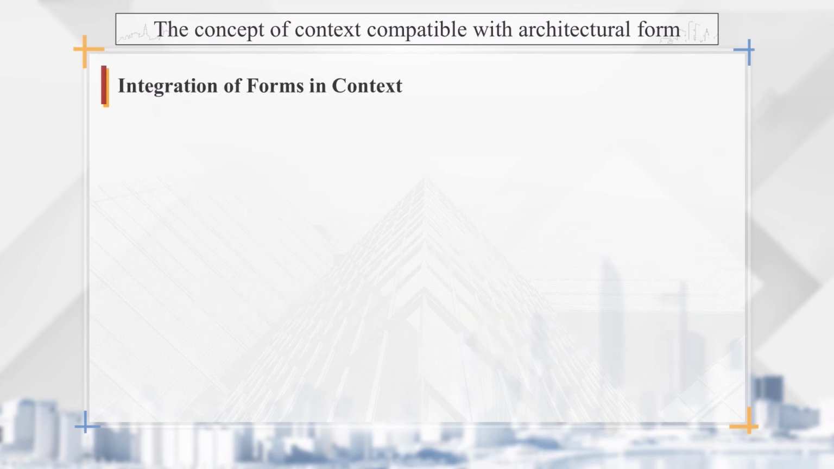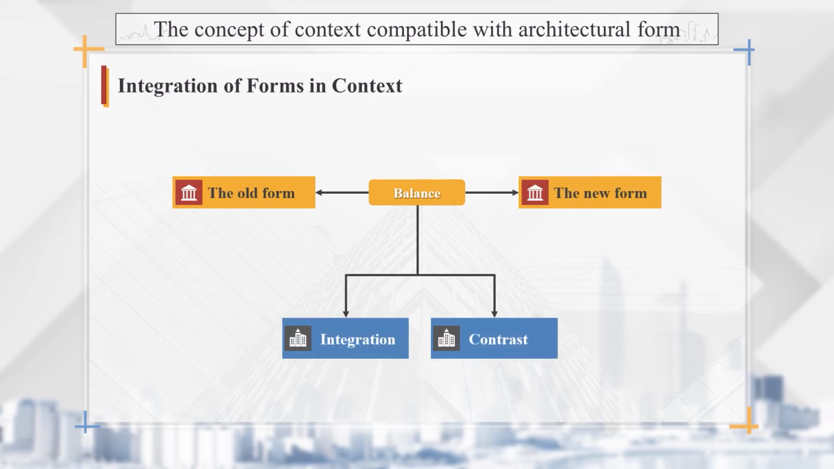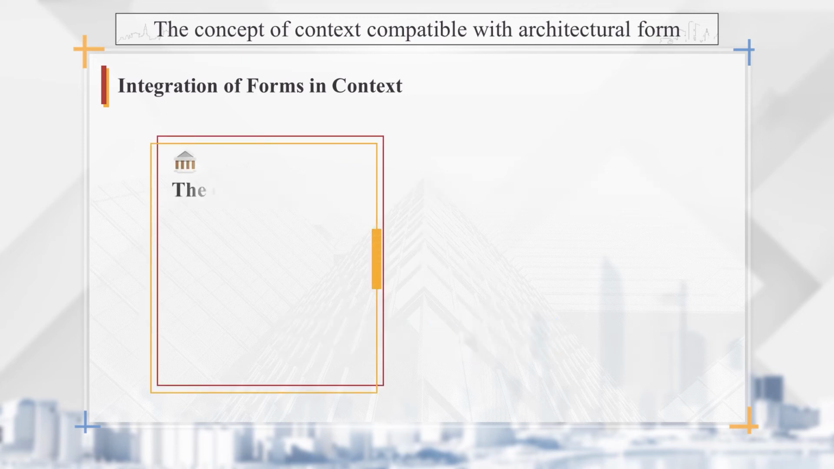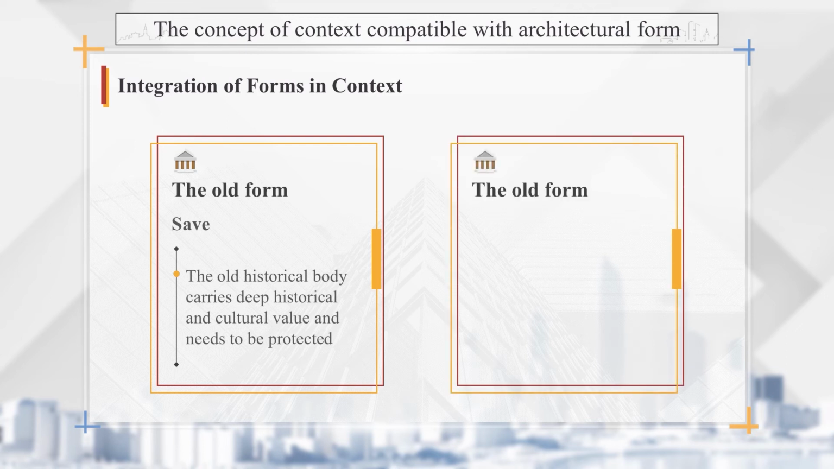When you design the form of historical building regeneration, you may always face the balance between new and old. Is it integration or contrast to express the new and old overlapping in form? The old historic body carries deep historical and cultural value and needs to be protected. On the other hand, it is gradually aging and needs to be renewed.